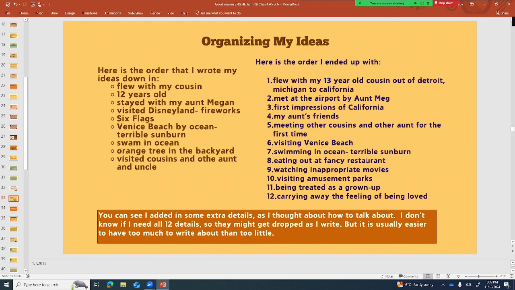So I thought about actually a whole bunch of extra details. I don't know that I'm going to need them all, but they crossed my mind, so I wrote them down just in case. It's usually easier to have too many things to write about than to have too little, because you can always edit, or you can always just write a longer piece. That's fine too, right? It's never a maximum. If I say write 6 sentences, that's not your maximum, that's your minimum, right?